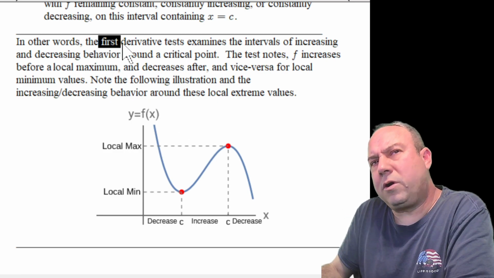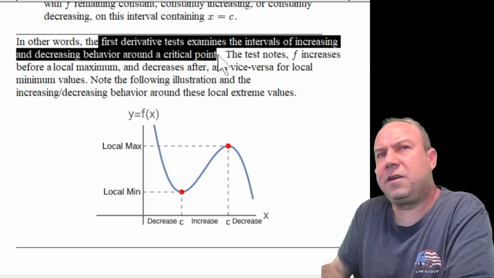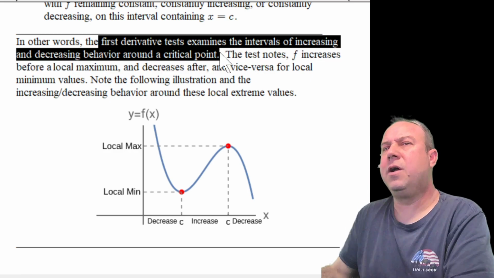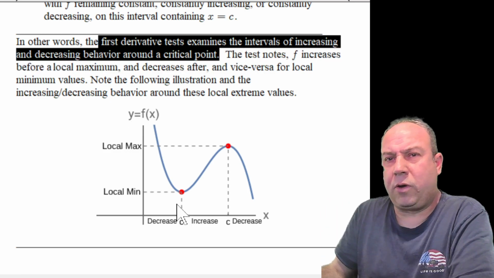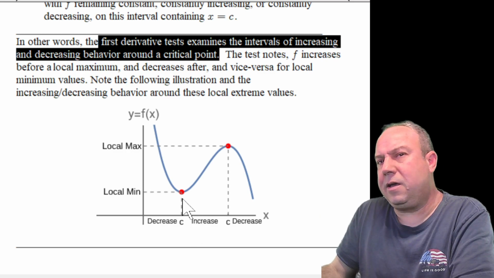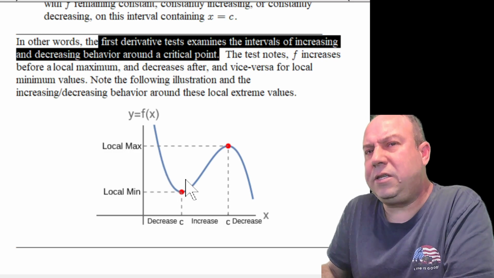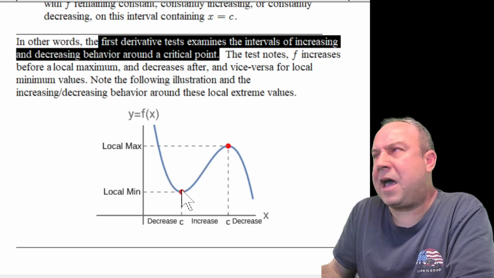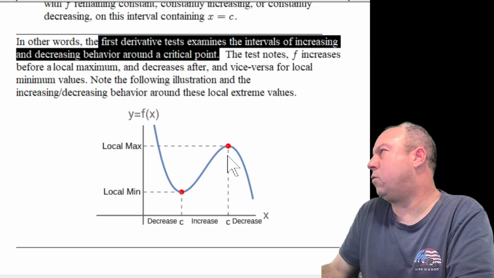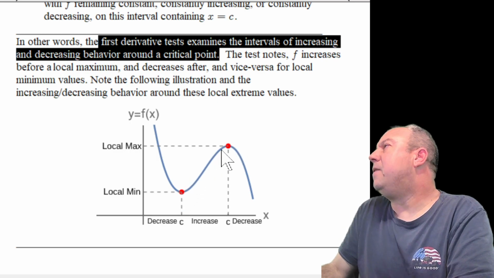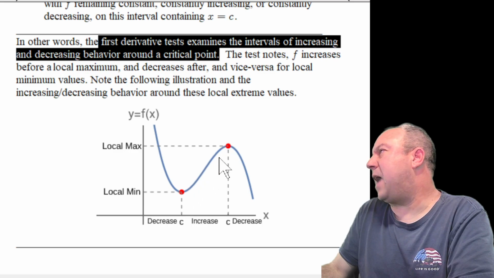But in other words, the first derivative test examines the intervals of increasing and decreasing behavior around a critical point. We're looking at the increasing and decreasing behavior in this graph around these critical points. Now, we will note these are local minimums and maximum values. This is what we see describe local mins and maxes. They are not the overall max, the absolute maxes, or the absolute minimum values.